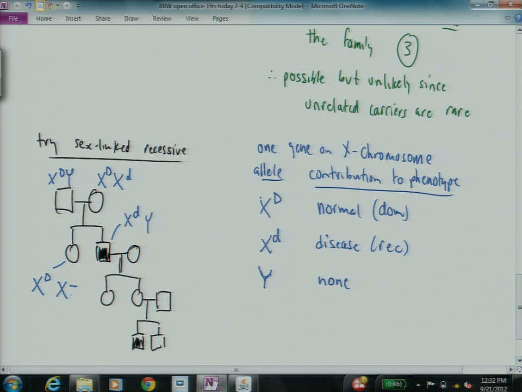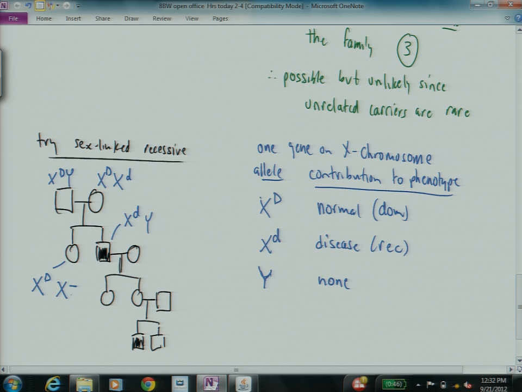Let's see. What about her over here? She's an X what? Big D, X, blank. We don't know. This daughter down here, X big D, because she's not affected, X what? Do we know for sure little d? I hear yeses, I hear no's.